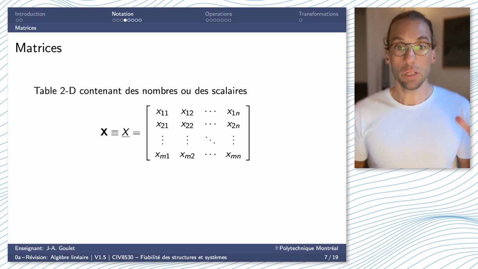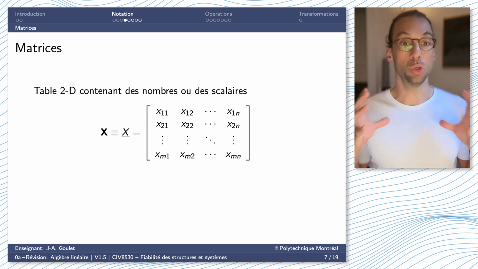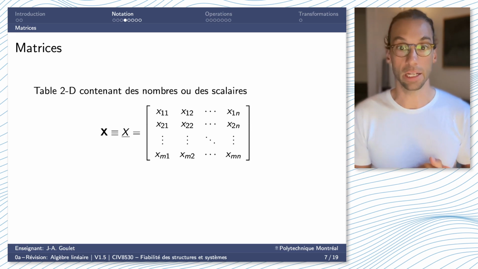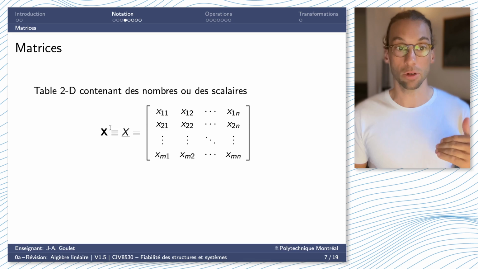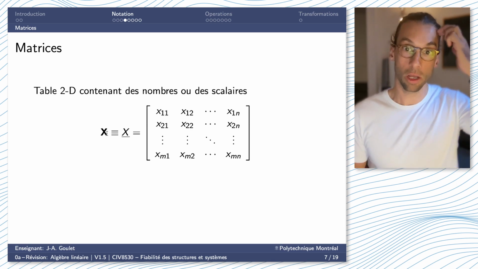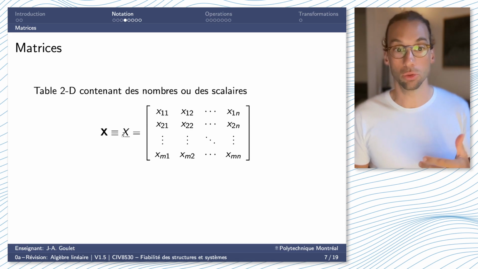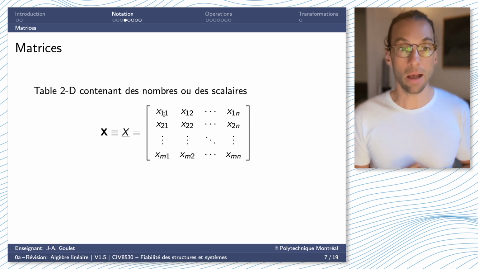Now, if we switch to a 2D space for matrices, we can see this as a 2D table that, again, is going to contain either numbers or scalars. We represent matrices, compared to a vector, by an uppercase X in bold, or uppercase variable name in bold. If I write this on the board, it would be a capital X underlined, to distinguish it from the bold case. The first index here represents the row index, and the second, the column index. So the mth line, the nth column.